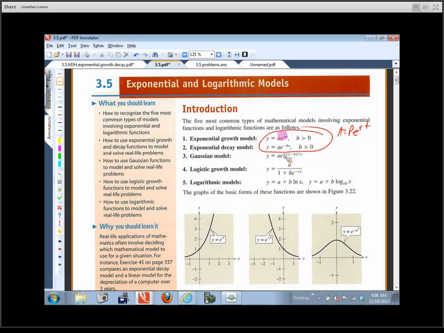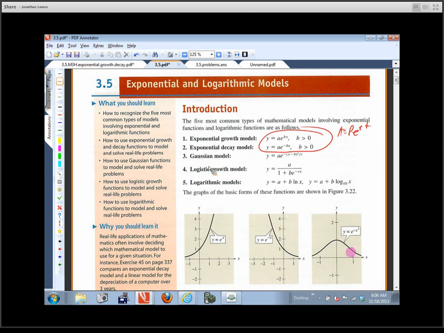And the difference between the 2 of these, now you'll notice that they say b is positive in both cases, b is greater than 0. I find it a little bit easier to think of it in terms of this. If you've got e to a positive number, it's going to be growth. If you've got e to a negative number, it's going to be decay. I find that a little bit easier to keep track of.